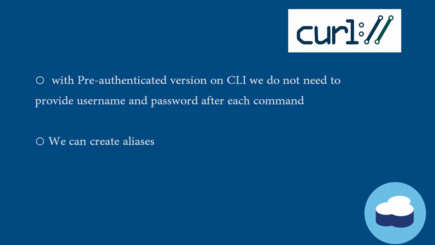With curl, we don't need to re-authenticate our access. With a pre-authenticated version on CLI, we do not need to provide username and password each time for running each command. Otherwise, we need to provide password or username each time. We could perform those operations without using curl, but we need to provide the credentials. We can also create aliases for different options and commands that allow us to write those commands in shorthand. We can create an alias in Linux by using the command alias, shortening the long syntax.